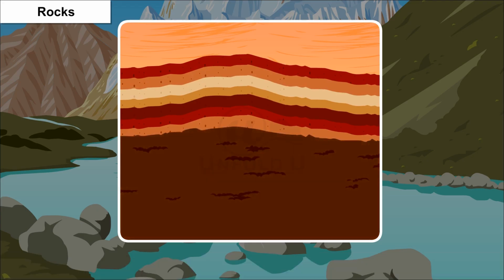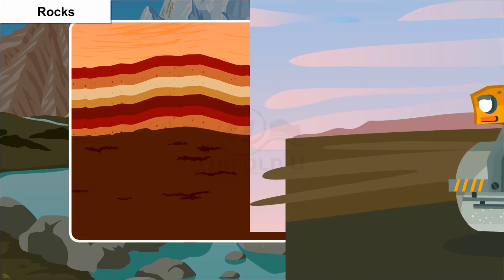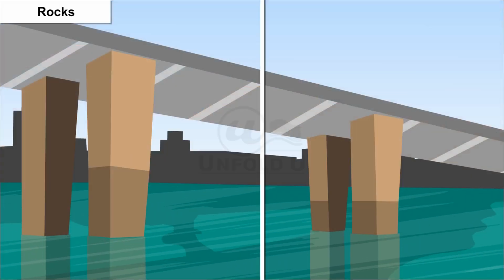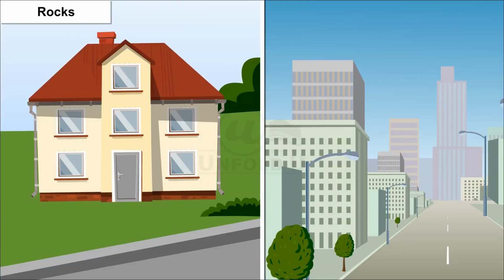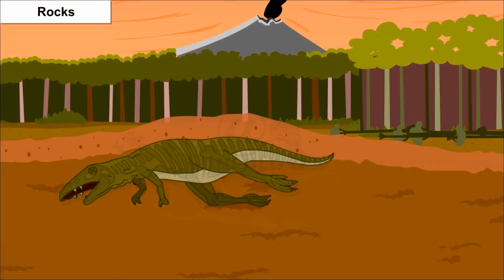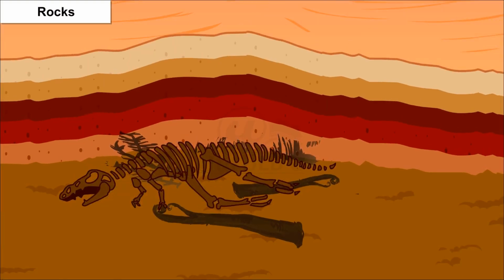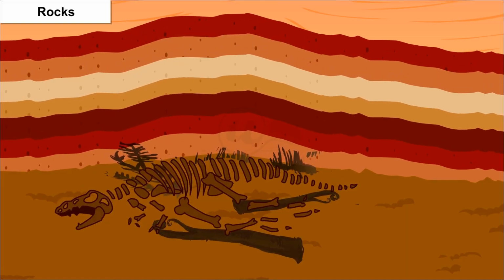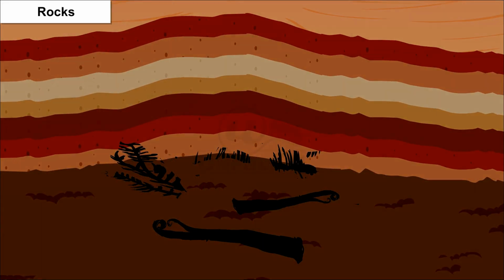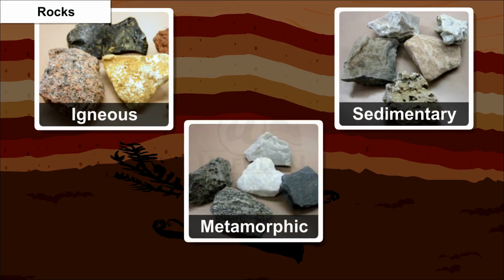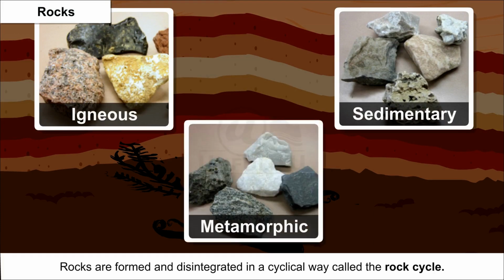Rocks are very useful to humans. They are used in constructing roads, bridges, houses and buildings, etc. When dead animals and plants remain between rock layers in the crust, they form fossils. The various types of rocks are igneous, sedimentary, and metamorphic. Rocks are formed and disintegrated in a cyclical way called the rock cycle.